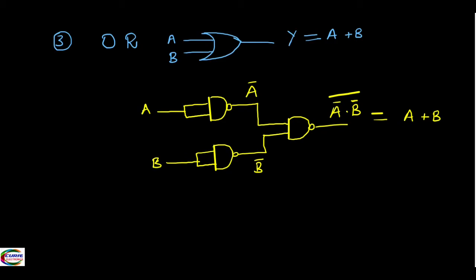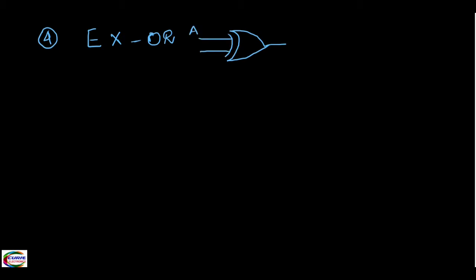Finally we will see how to implement XOR gate using NAND gates. This is the fourth one. This is not a basic gate, okay. We want to implement XOR gate using NAND gates. We have already learned about XOR gate. A, B. Y is the output. Now we have to realize the same gate using NAND gates.